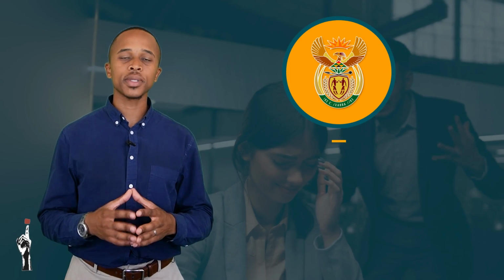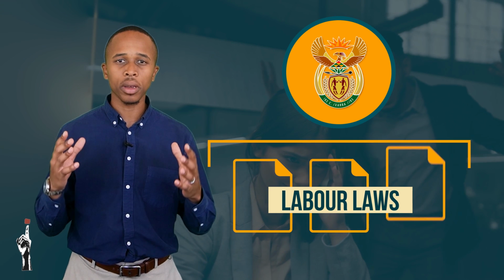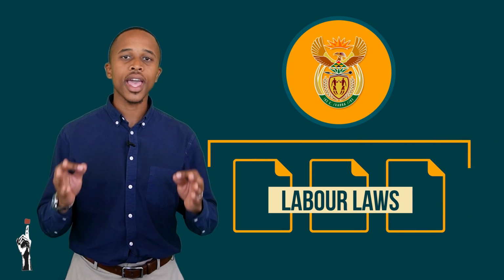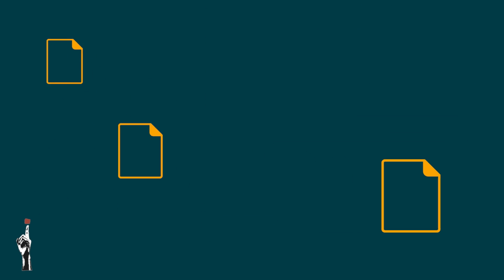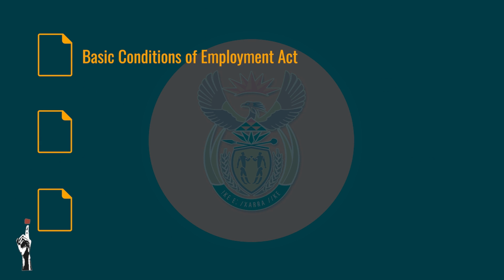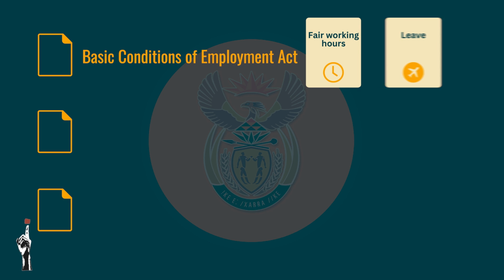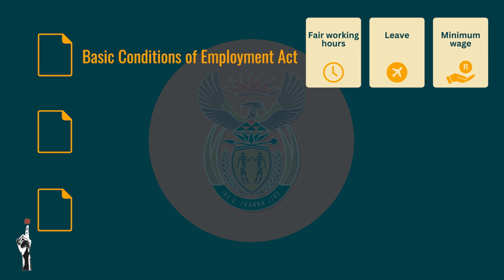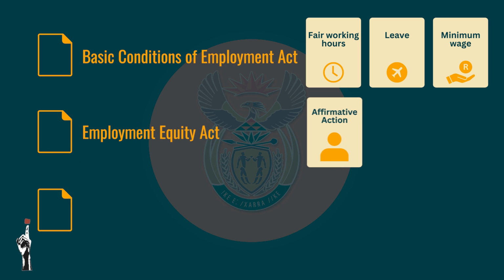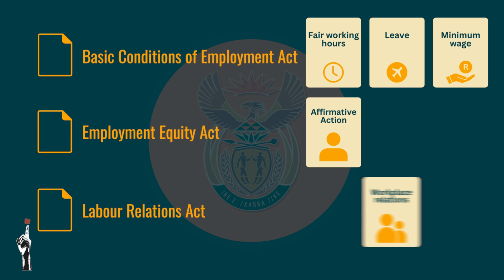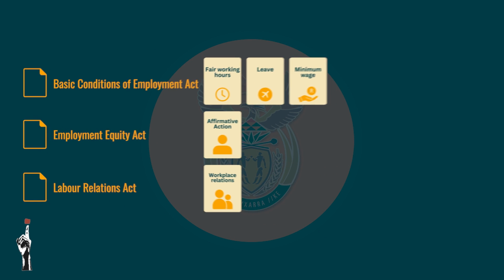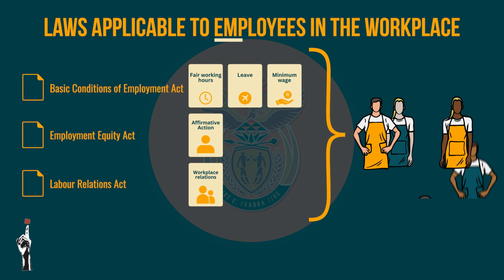However, we know that employers can sometimes treat employees not in the right manner. And so government steps in and ensures that there are laws that are put in place so that employers act accordingly. Laws such as the Basic Conditions of Employment Act, which focuses on fair working hours, leave, minimum wage, etc., as well as the Employment Equity Act with a focus on affirmative action, and the Labor Relations Act, which tries to stabilize relations in the workplace, are all examples of laws that have to do with the employees in the workplace.